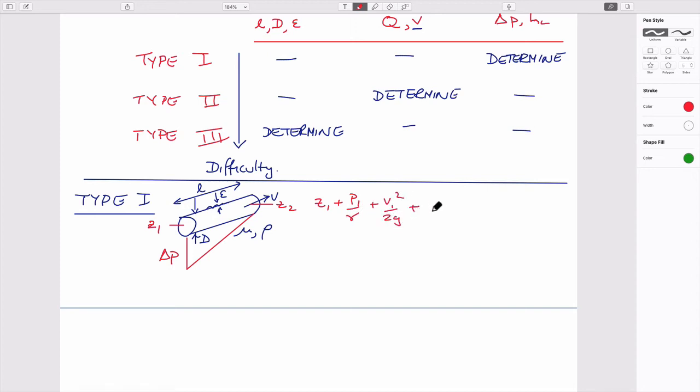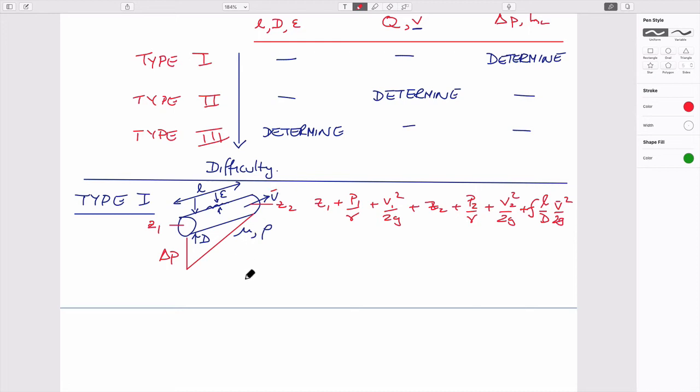No pumps, but Z2 is equal to the head loss, plus the head loss. And that's just going to be friction factor, length over diameter, and velocity squared over 2g. It's going to be the average velocity, which this always is, right, as we talked about last time.